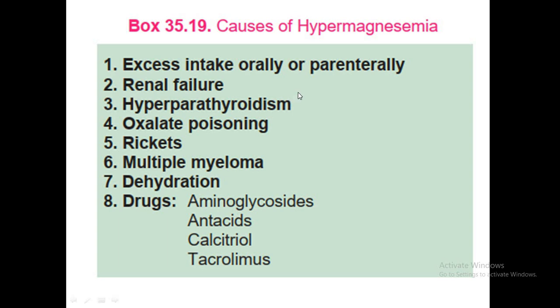And causes of hypermagnesemia are if there is excess intake, renal failure, hyperparathyroidism, oxalate poisoning, rickets, dehydration, multiple myeloma, etc. And aminoglycosides can cause hypermagnesemia, as well as antacids containing magnesium, also calcitriol, etc.